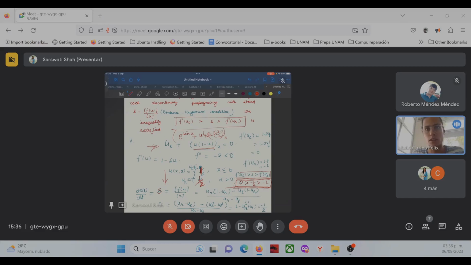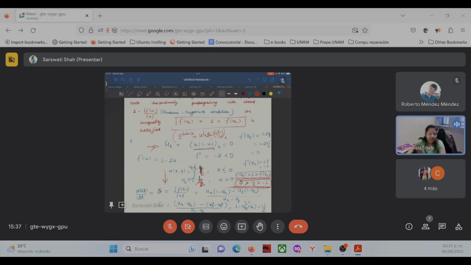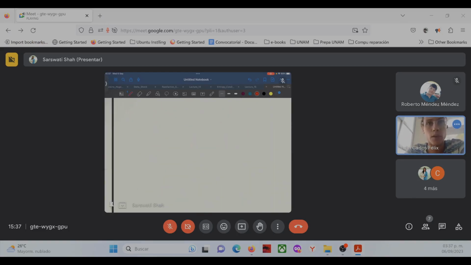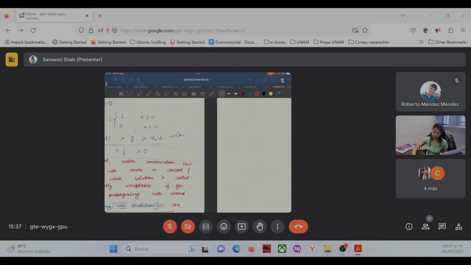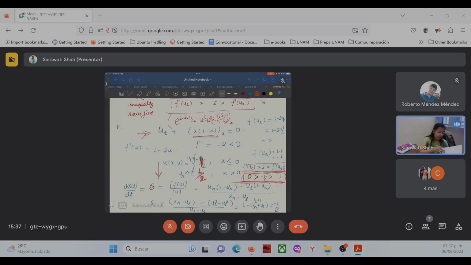When you say this condition, you mean the jumping condition? Lax entropy condition, yeah. So in question number 3, calculate the unique entropy solution. Every time the weak solution satisfies this entropy condition, we call it the unique entropy solution, and that is physically acceptable. Okay, so we have to check that inequality for the entropy condition to hold, right? Yeah. If you have any doubt, then you can ask.